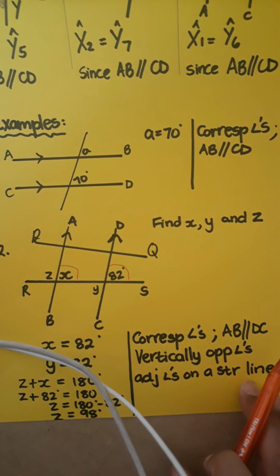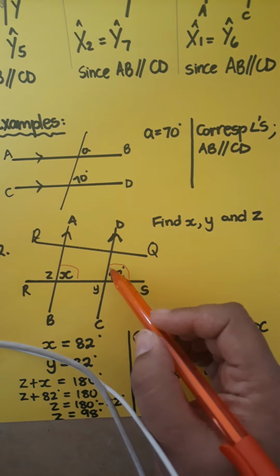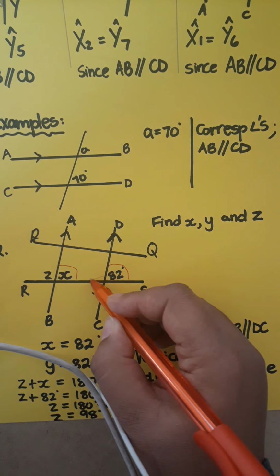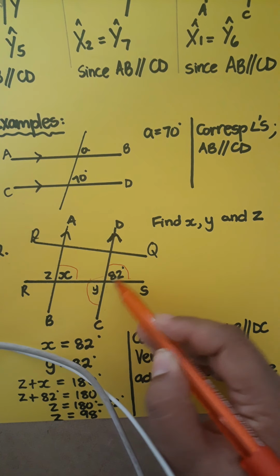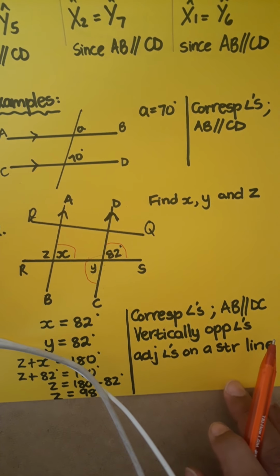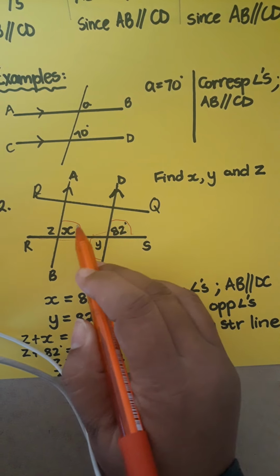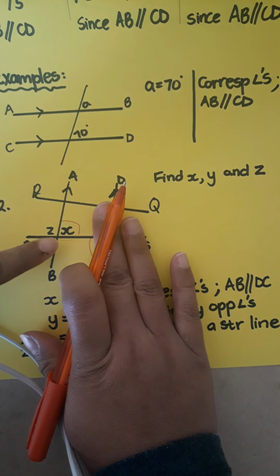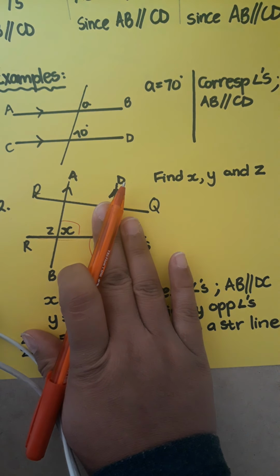Next one. We also learned the other day about vertically opposite angles. So look at this. These two lines are crossing and they're forming vertically opposite angles. That means Y is equal to 82 degrees. Our reason, vertically opposite angles. Then, let's just look. I have these two lines. Let's block them out. I have this line. Z and X lie next to each other, so they are on a straight line. That means they are adjacent to each other.